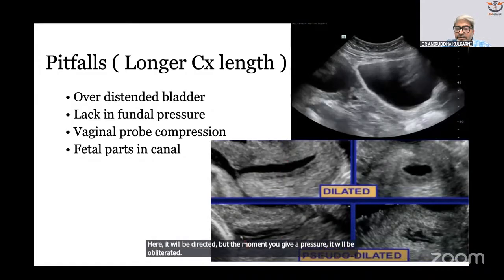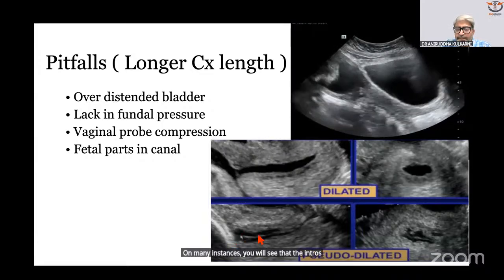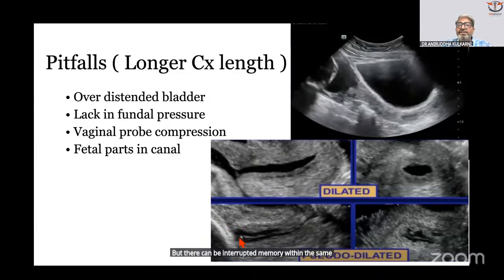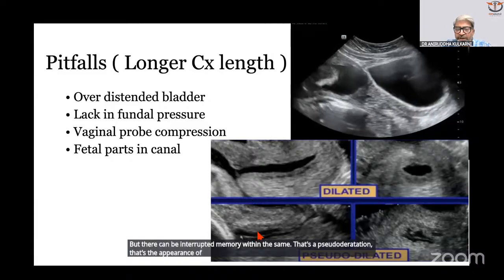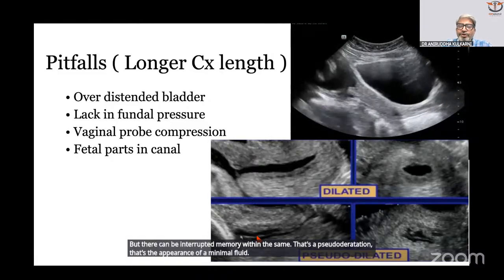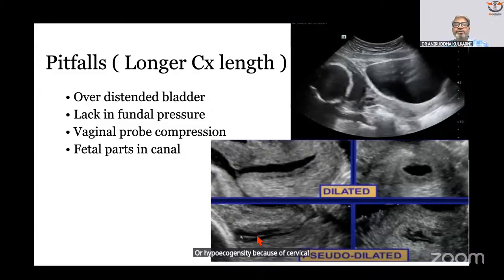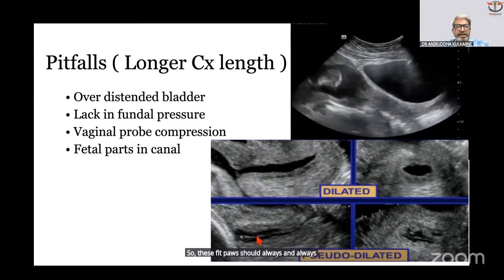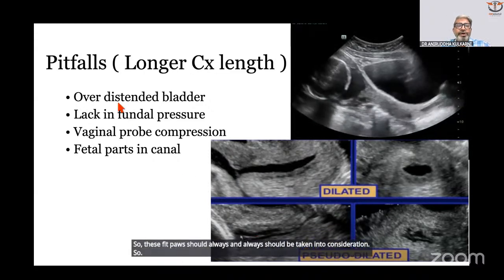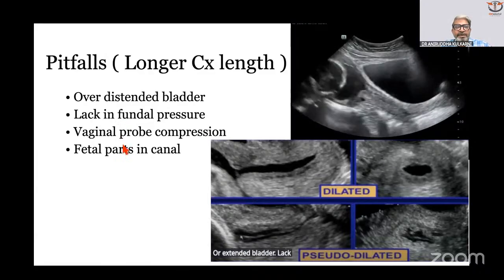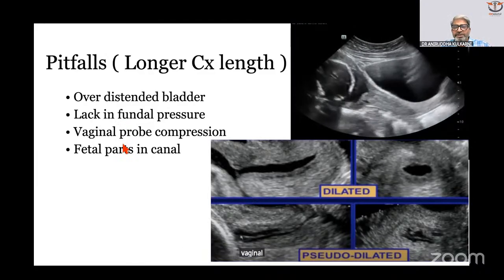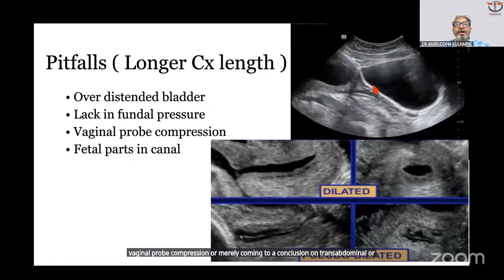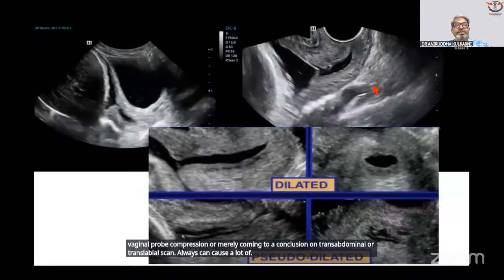On many instances, you will see that the internal os is closed. There are hypoechoic areas within the canal, but there can be an interrupted membrane within the same. That's a pseudo-dilatation. That's the appearance of minimal fluid or hypoechogenicity because of cervical ripening, which is giving rise to pseudo-dilatation. So these pitfalls should always be taken into consideration. An over-distended bladder, lack of fundal pressure, vaginal probe compression, or merely coming to a conclusion on a transabdominal or translabial scan can cause a lot of fallacies in your measurements.